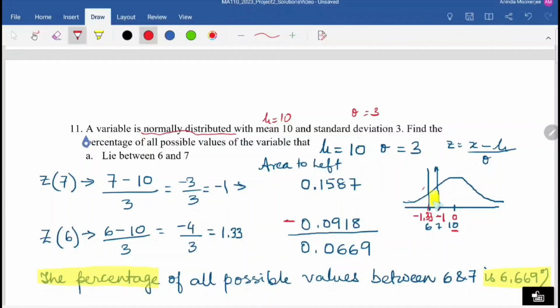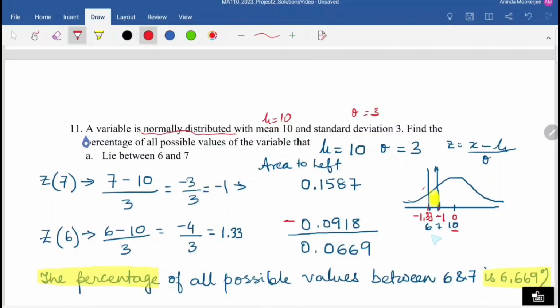And once I mark those locations on the horizontal line under the curve, just extend the two vertical lines from 6 and 7 and shade the area in between 6 and 7. So we are looking for this particular shaded area shown in yellow highlight. That's the region of interest for us.